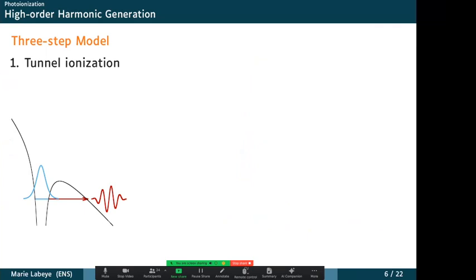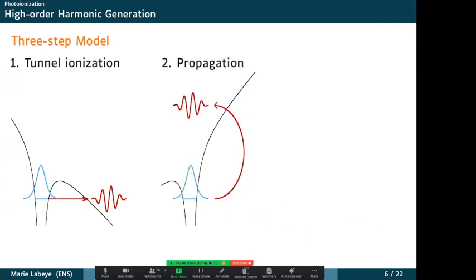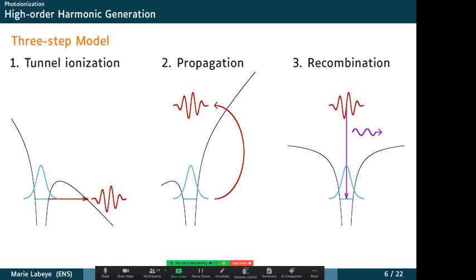The first step is the tunnel ionization that I showed, so the electron leaves through the potential energy barrier by tunnel effect. Then, also as was seen in the video, the ionized electron oscillates in the oscillating field, it propagates in the continuum, and since it's brought back close to the nucleus, it can recombine to the ground state, and this recombination step loses some energy that can be emitted in the form of a photon. And it's really, in a sense, the opposite or conjugate of the process of photoionization that I showed just before.